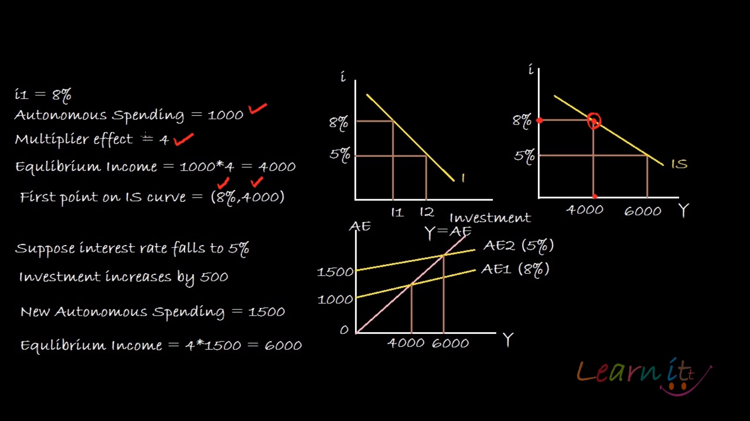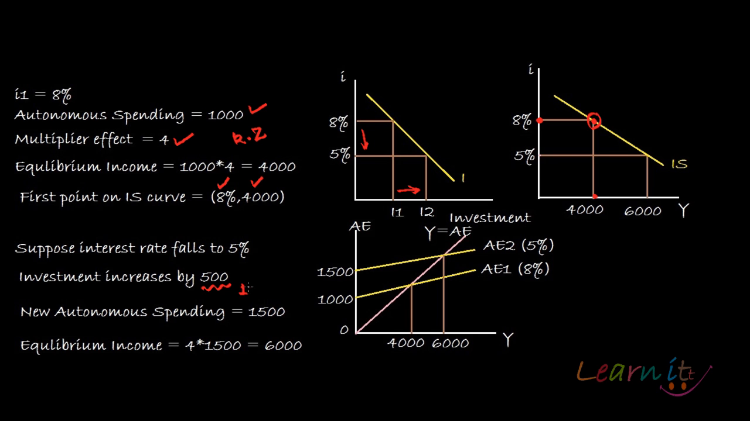Clear? What we have done is just find the equilibrium income. And how do you find this? Multiplier times the autonomous spending Z. Now, suppose the interest rate falls to 5%. From 8%, the interest rate has fallen to 5%. When the interest rate has fallen to 5%, the amount of investment would increase. Suppose investment increases by 500. When investment has increased by 500, keeping everything else constant, autonomous spending will also increase by 500.